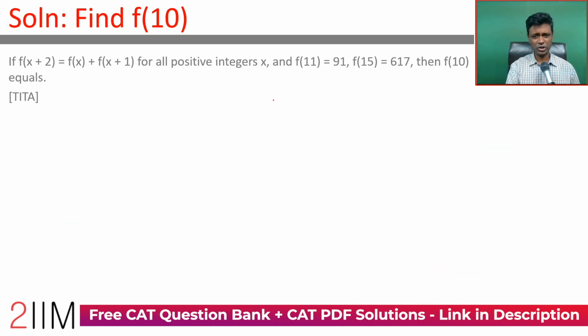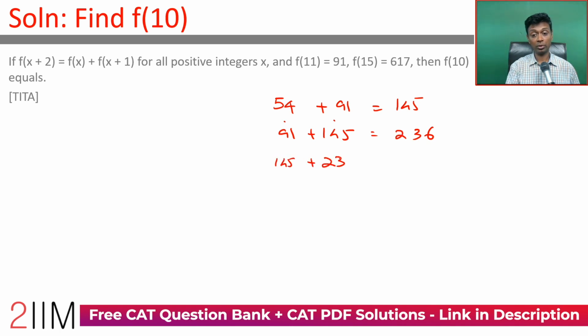We'll do a very quick check. f of 10 is 54 plus 91 is 145. 91 plus 145, f of 11 and f of 12 should add up to f of 13. That is 236. 145 plus 236 should be 381: 6 plus 5 is 11, 1, 1, 4 plus 4, 8, 2 plus 1, 3.